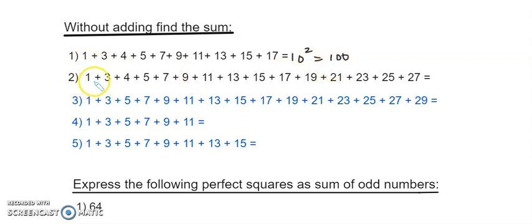Next, let's count the next one. So 1, 2, 3, up to 15. Right? So 15 square. 15 square is how much? Yes, 225. So like that, I have taken 3 extra questions for you to solve. Count the number of odd numbers, put the square and directly write the answer. You don't have to add them.